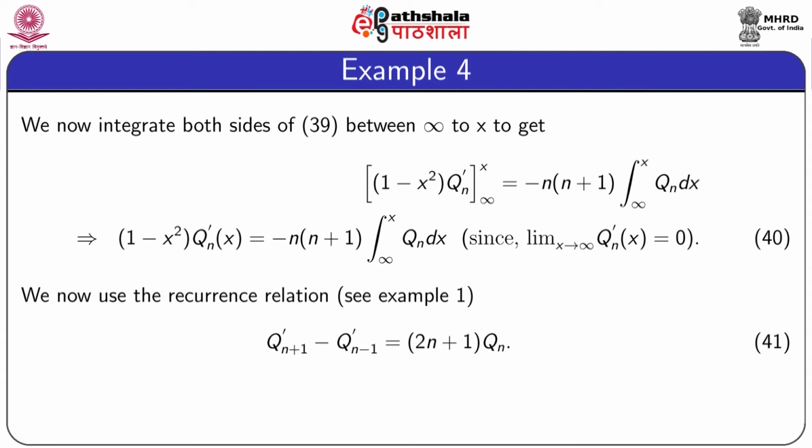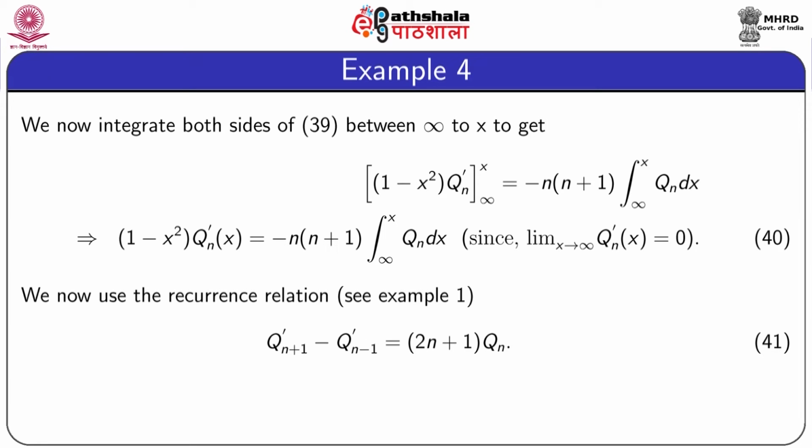We now integrate both sides of 39 between infinity to x, and we get (1 minus x square) Q'n from infinity to x is equal to minus n(n plus 1) integration infinity to x Qn(x) dx. And this gives equation 40, which is (1 minus x square) Q'n is equal to minus n(n plus 1) integration from infinity to x Qn(x) dx, because as x tends to infinity, Q'n(x) is equal to 0.